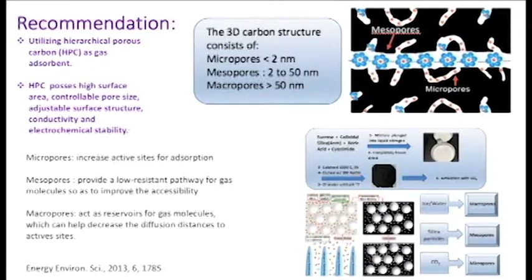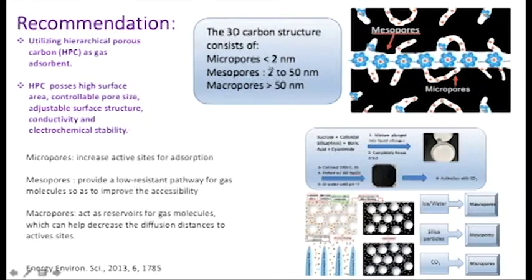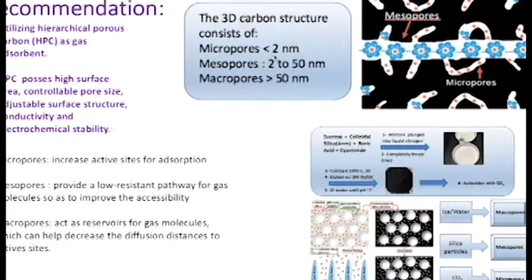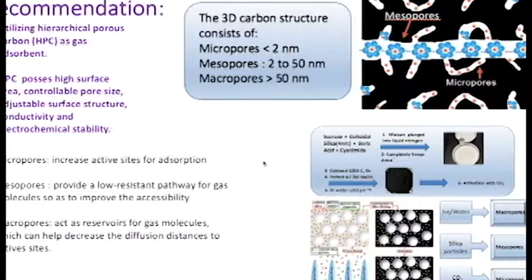In this hierarchical structure, three pore sizes are incorporated in the system: macropores that have diameter larger than 50 nanometers, mesopores with diameter 2 to 50 nanometers, and micropores that have diameter less than 2 nanometers. The synthesis method of this material utilizes hard and soft templating to create those different sizes of pores.